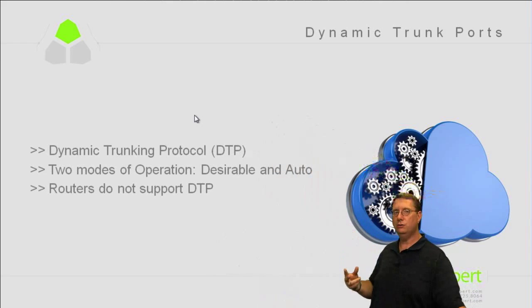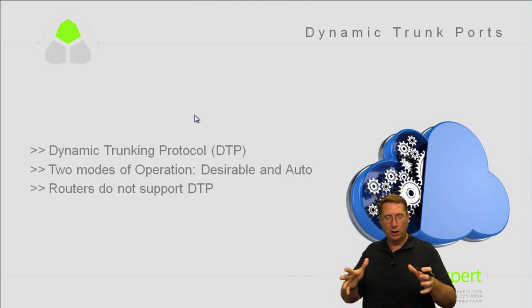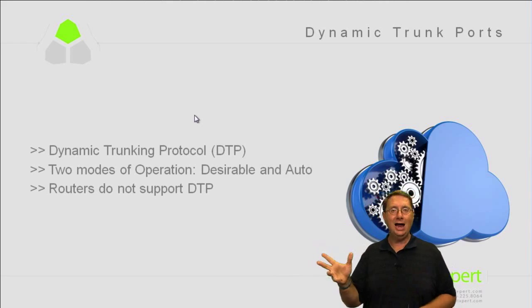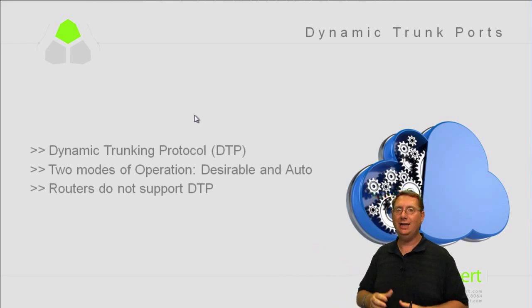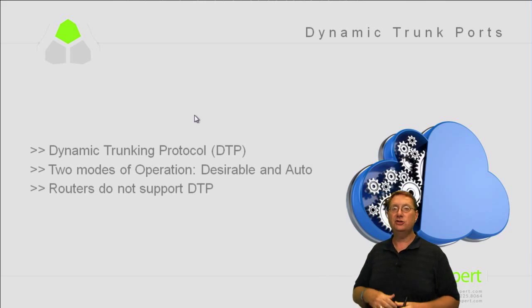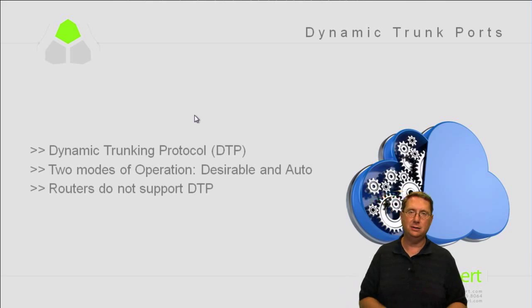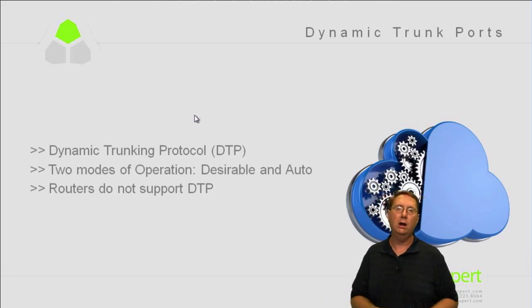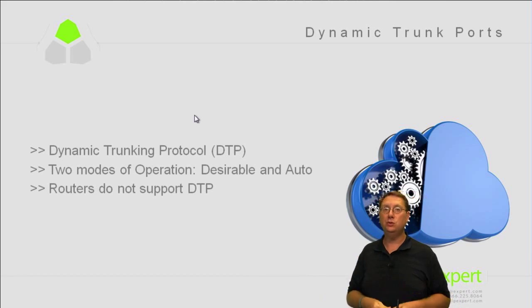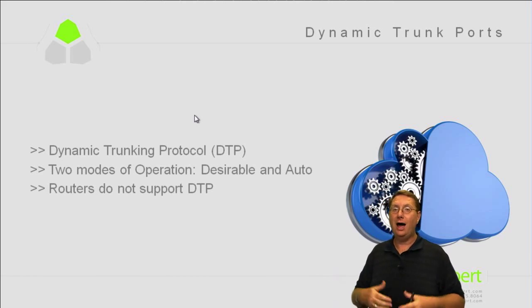DTP, again, has two modes: desirable and auto. The primary difference between the two is slim. They both want to form links. Desirable will go so far as to initiate the formation process. Auto will simply sit back and wait for someone else to initiate. Think of it as taking a shy guy out to a club or a bar. It's very difficult to get him to initiate a process, but we all know he really wants to get out and meet people.